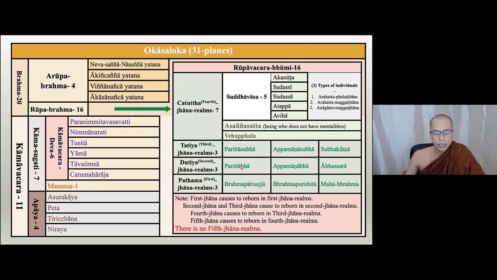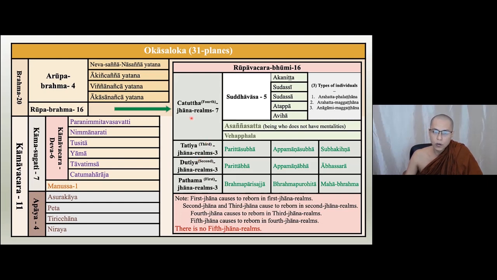In this way, even in the first jhana realm of existence, it can be classified into three, but they exist in the same realm of existence. Then for the second jhana realms: Parittabha, Appamanabha, Abhassara. And the third jhana realms: Parittasubha, Appamanasubha, and the last one, Subhakinha. Then there are nine for the lower three jhana planes of existence.